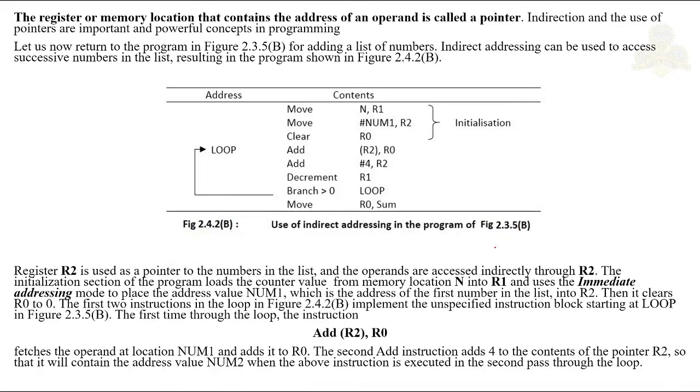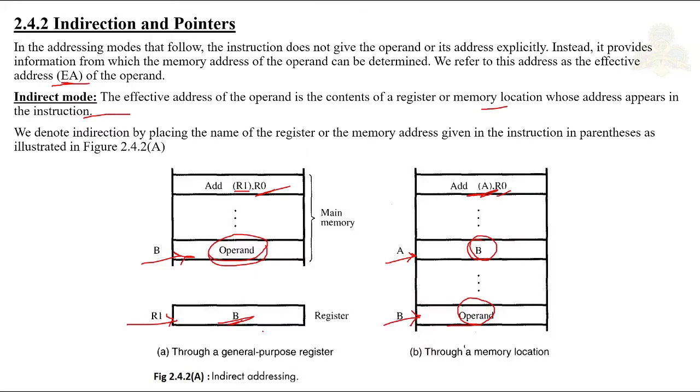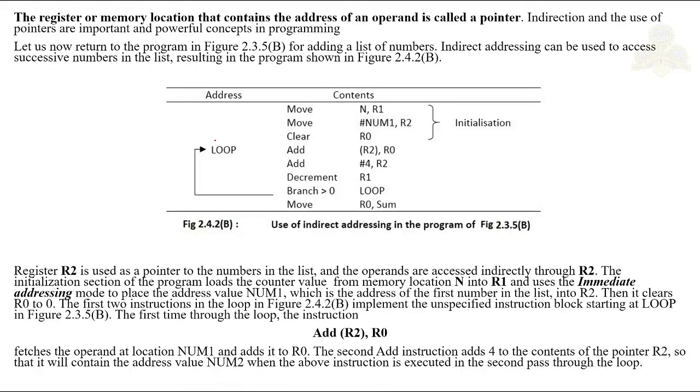Okay. Now the register or the memory location that contains the address of the operand, we call it a pointer. In our case, here this R1 and A, we call them pointers, because they have the address of the operand.